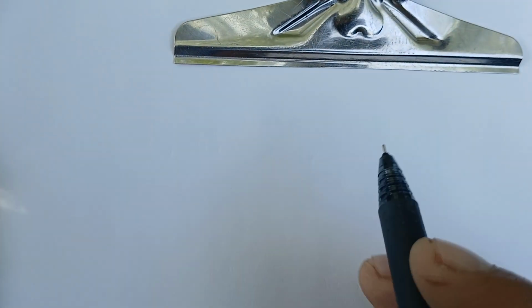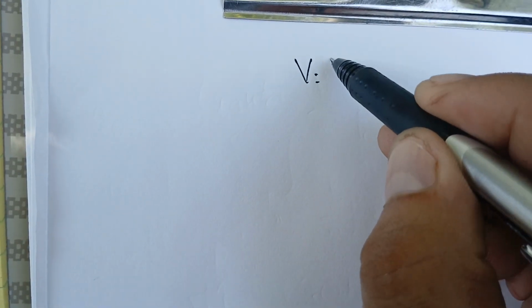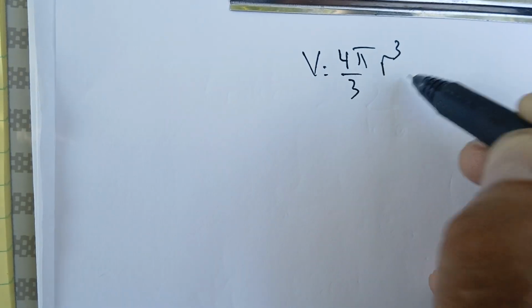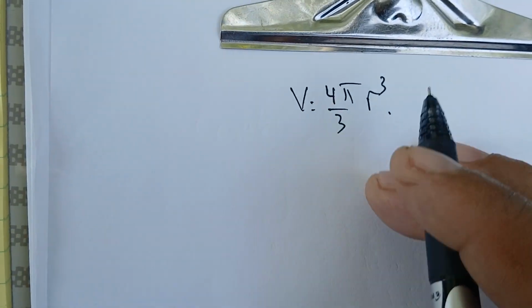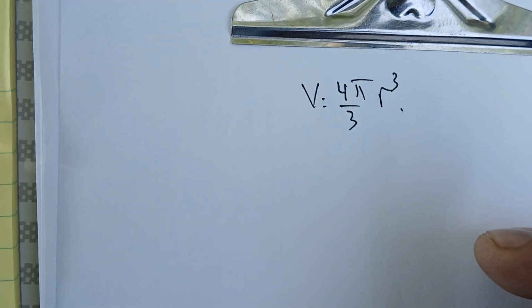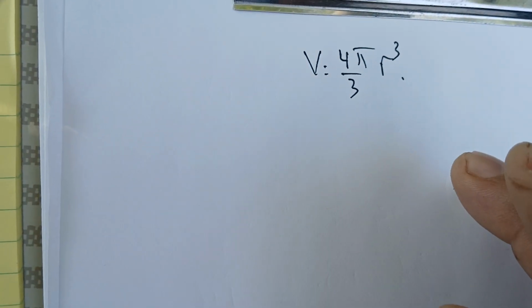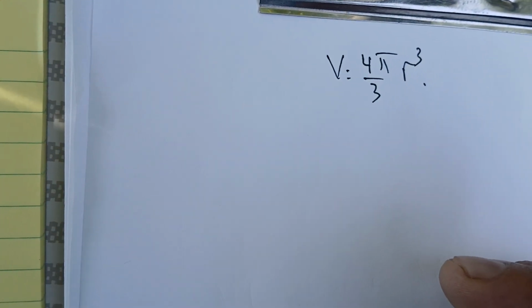In this video, we try to find the volume of a sphere, and we know that the volume is given by 4 pi over 3 r cubed. We know this one from elementary geometry. So to solve this one, we can rotate half a circle about the x-axis or any other axis, but let's do it for simplicity about the x-axis.